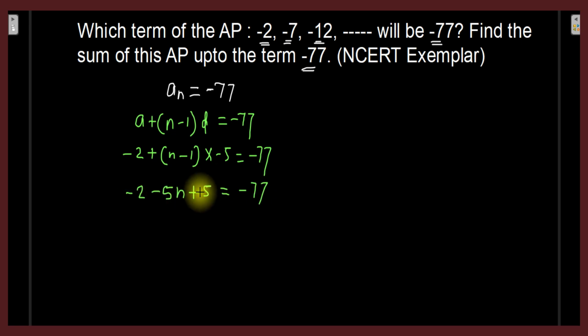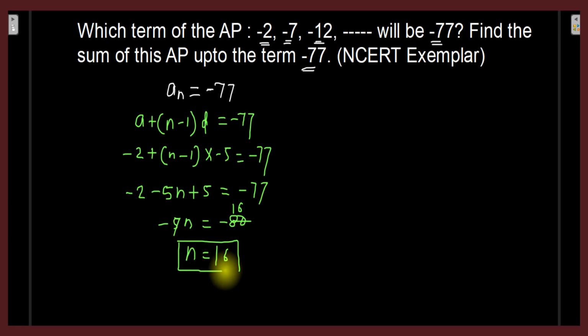Now here minus 2 plus 5, that will be plus 3, and if you take plus 3 to this side, that will be minus 3, so minus 77 minus 3, that will be minus 80. So minus 5n is equal to minus 80, minus will get cancelled, 5 ones are 5 and 5 sixes are 30, so n is equal to 16. So we have got the value of n as 16, so highlight this value.